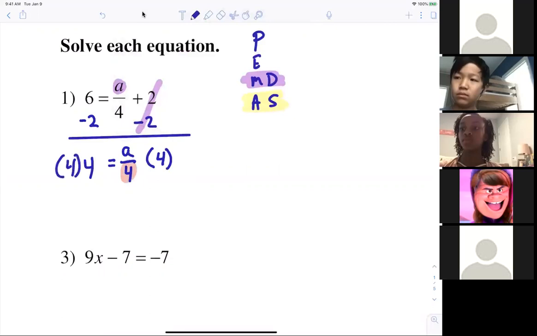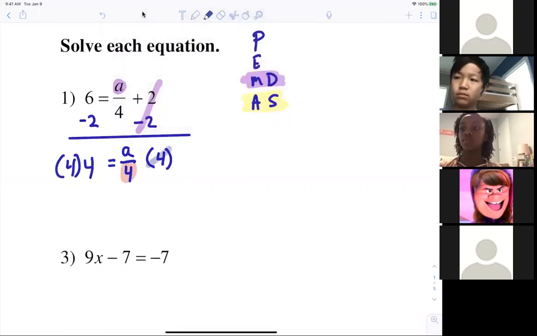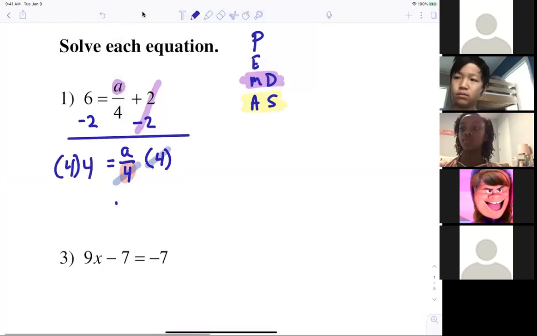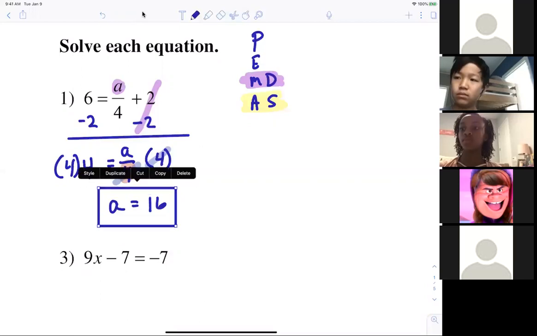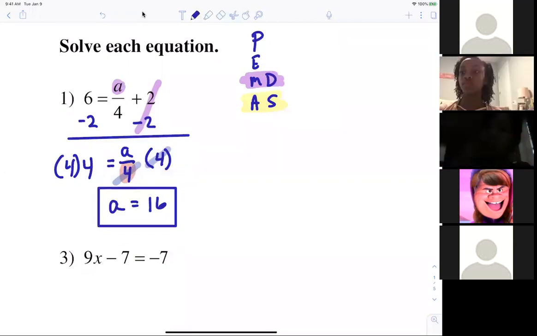Now, why do we do that? We do that because multiplying by 4 and dividing by 4 cancel out. So I'm left with A is equal to 4 times 4, which is 16. Now, it is super important right now, if for any reason you had trouble or you weren't sure about that, please speak up. Anybody have any questions with how to solve that? It should be kind of a review, so I feel good about it.